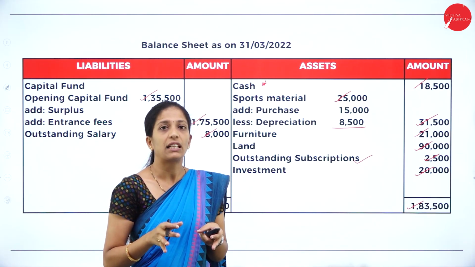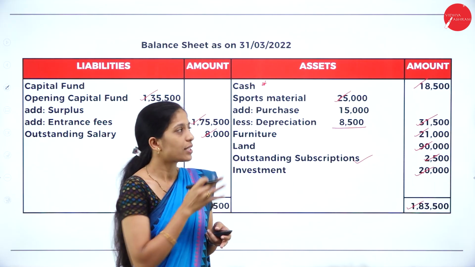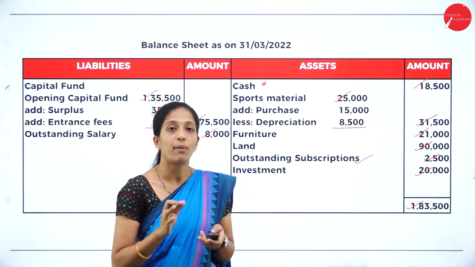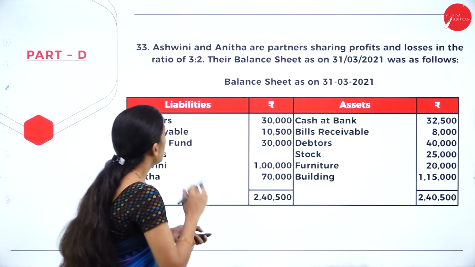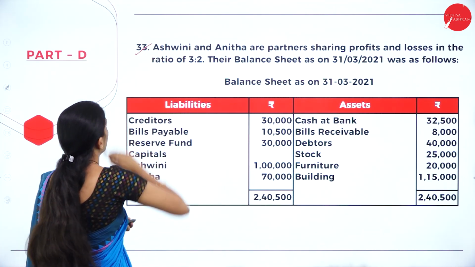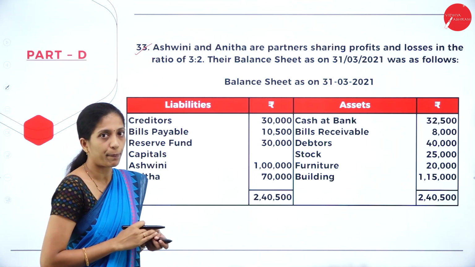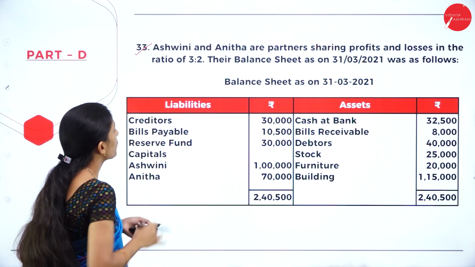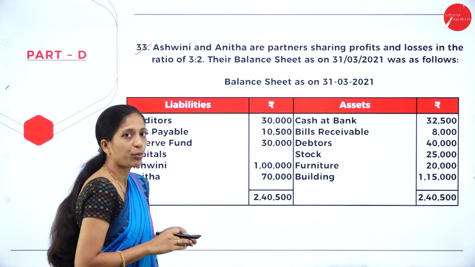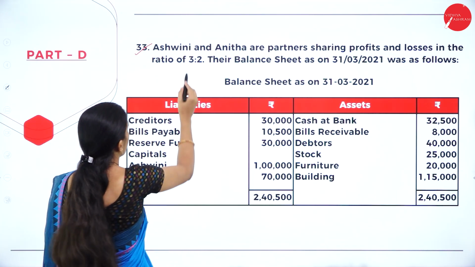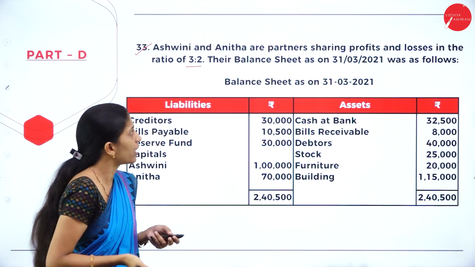So, hope you are clear with the problem on NPO. This is how you are going to solve a problem for 12 marks. Next question, they have given 33, that is the 33rd question. It is on admission of a partner. Now go through this. Ashwini and Anita are partners sharing profit and loss in the ratio 3:2. So they have given their profit sharing ratio.